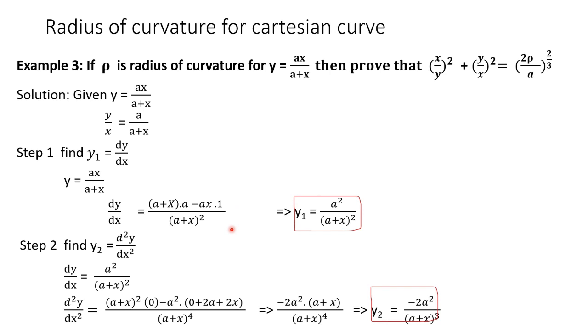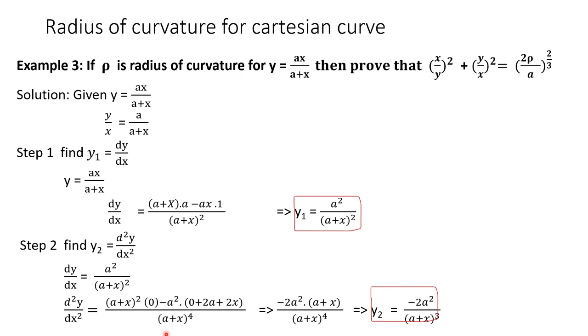We got this. Differentiating again, here division, so quotient rule: a plus x whole square times 0, minus a square times differentiating of denominator. Expand a plus x whole square and then differentiate, which is a square being constant becomes 0, plus 2ax becomes 2a, and x square becomes 2x, whole divided by denominator square, square of a plus x whole square, that is a plus x whole to the power 4. Simplifying, we get y2 is equal to minus 2a square by a plus x whole cube.